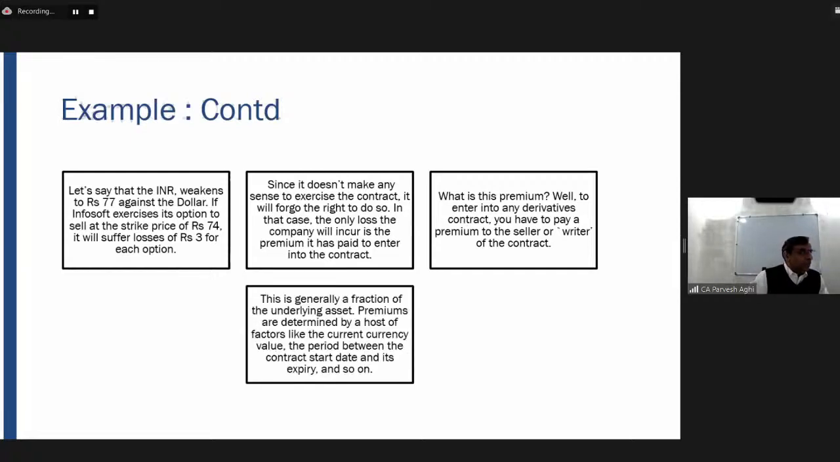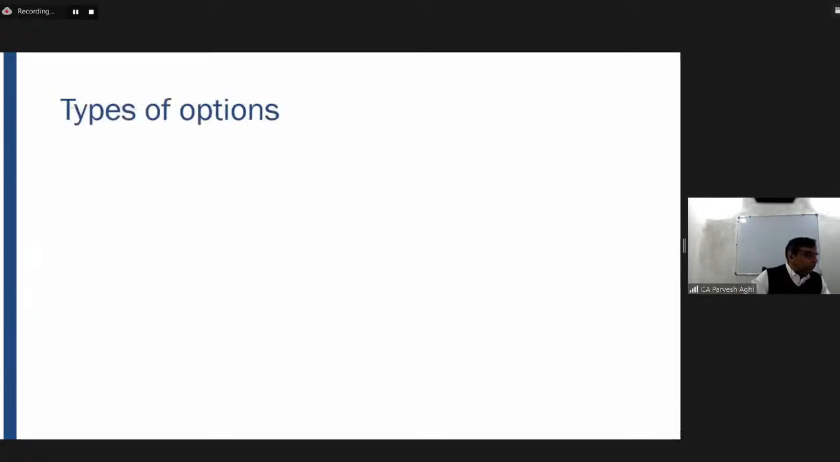This is generally a fraction of the underlying asset. The premiums are normally not big, they're small. Now, how are premiums determined? Premiums are determined by a host of factors like the current currency value, the period between the contract date and its expiry, and so on. There are lots of factors on which the premiums depend. The premiums can go high or low on many factors, and we'll discuss them shortly in our lecture today. You might have done derivatives in your same subject, so you can recall that knowledge. We will use that a little bit in our lecture today also. So, types of options.